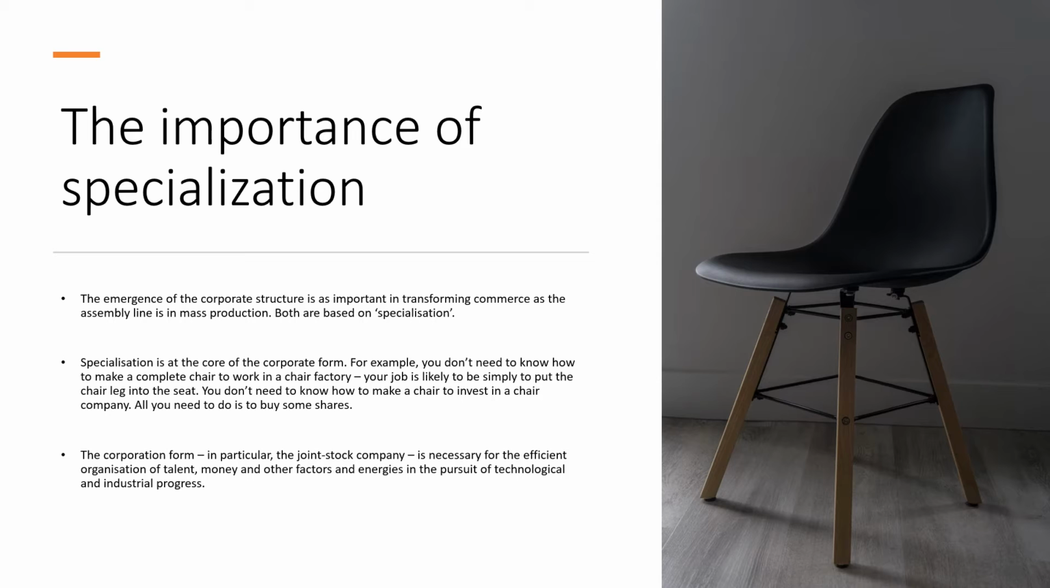And in the same way, specialization has played a role in the evolution of the corporation today. It's necessary for the efficient organization of talent, money, and other factors and energies in the pursuit of technological and industrial progress. And I've put a picture of a chair here because investors in a chair factory don't have to have any idea how the chair is made. They can invest their money without knowing the intricacies of the hooks and latches and types of plastic and types of wood. They specialize in giving money to companies, and the company specializes in making chairs. And this specialization is so important for the evolution of the corporation.